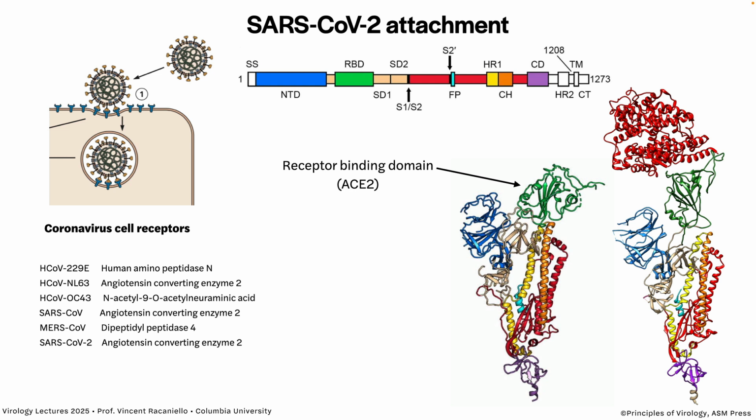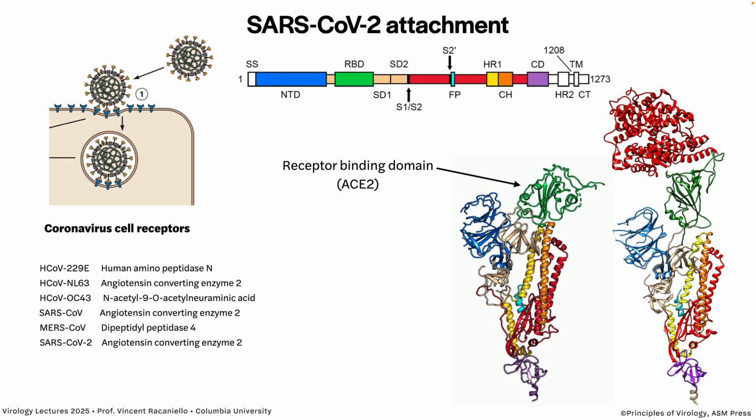Here's how a spike of SARS-CoV-2 attaches to its receptor. We already said the receptor for SARS-CoV-2 is ACE2. Here are some other coronaviruses. You can see NL63 binds ACE2. So does SARS, the first SARS. And there are 5 common cold coronaviruses that cause common colds and upper tract infections, and ACE1 is the receptor for one of them. So anyway, this is the spike protein for SARS-CoV-2.